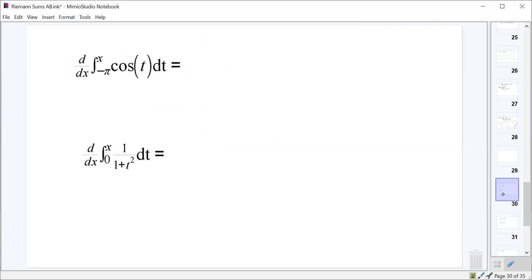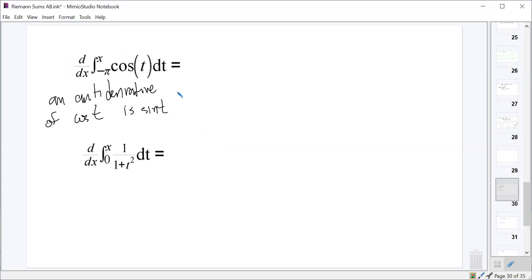And let's see if we can figure out why this works out. So our function is cosine of t. Can you think of a function that has the derivative that equals cosine? So what is the antiderivative of cosine? Sine. That should be sine, right? An antiderivative of cosine t is sine t.